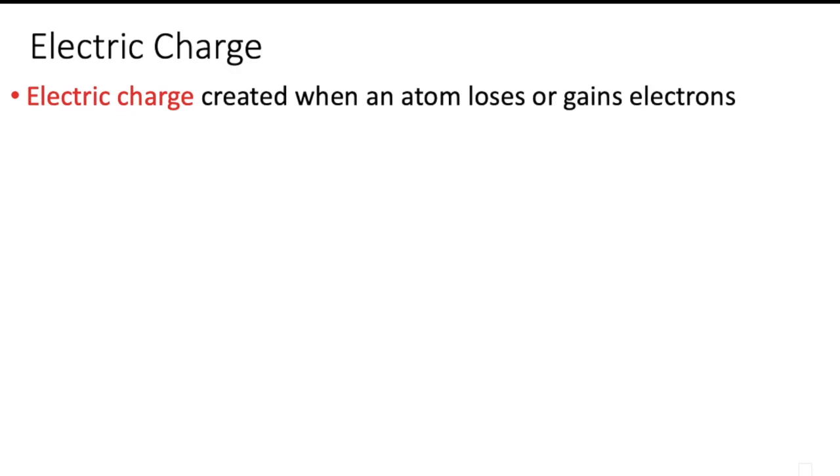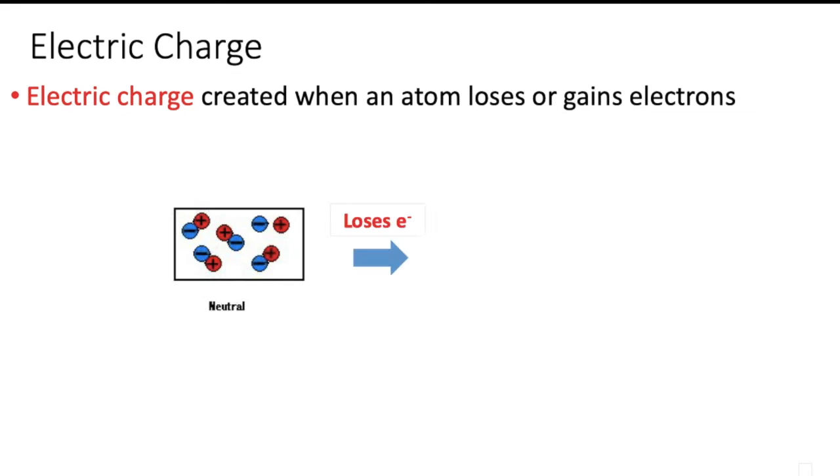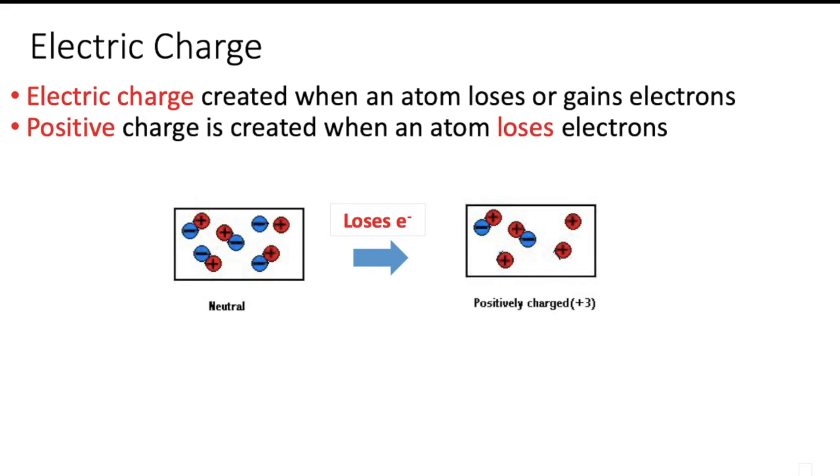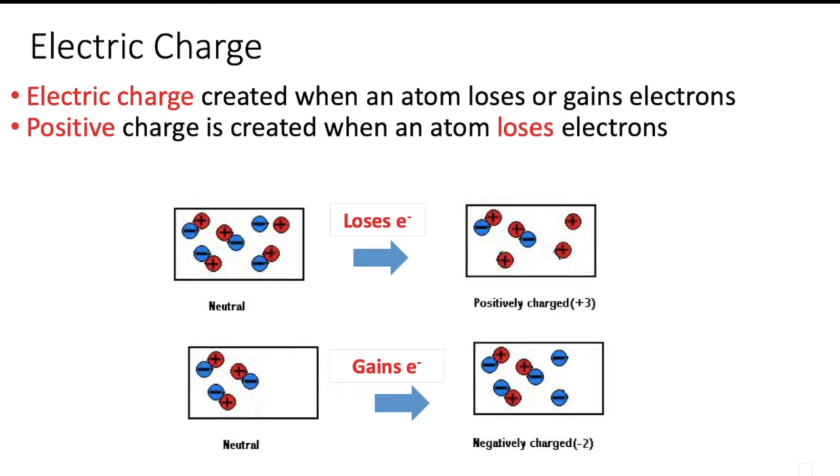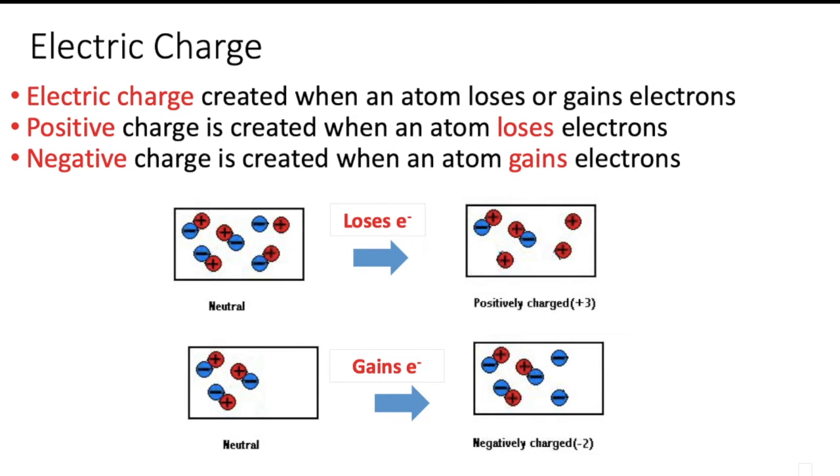Electric charge is created when an atom loses or gains electrons. We know that atoms in general are neutral because they have an equal number of protons and electrons, or equal numbers of positive and negative charges. So an atom by itself has no charge, it is neutral. When a neutral atom loses electrons, it becomes positively charged, because it will have more protons. So the resultant charge of that atom becomes positive. When an atom gains electrons, it receives more electrons, so it becomes negatively charged. This is how charge gets created when an atom loses or gains electrons.